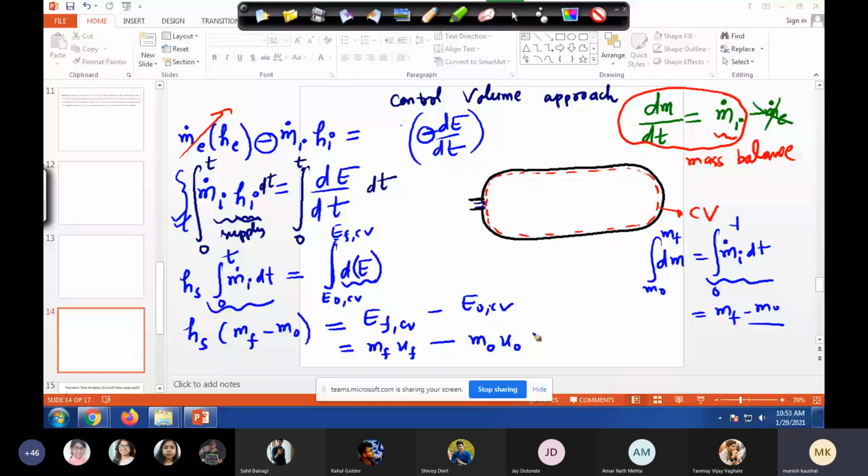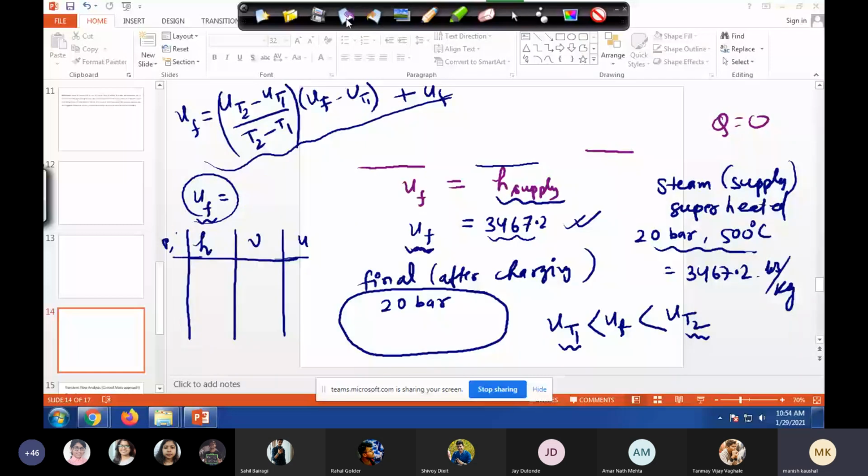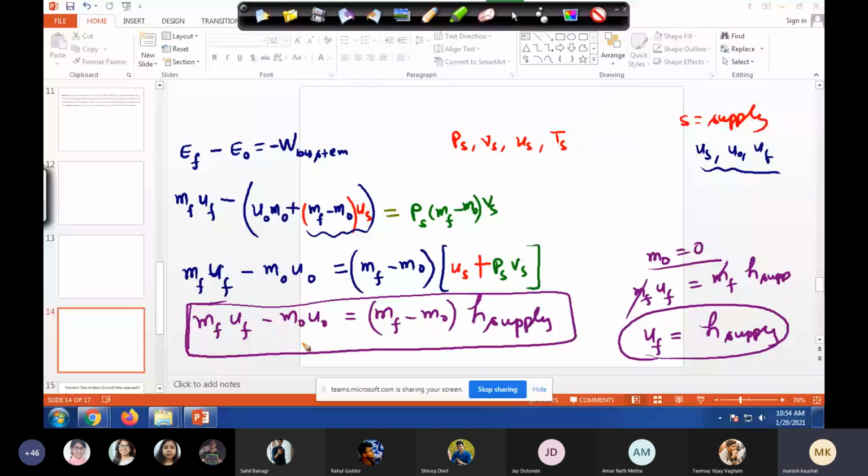So now let's go back to our slides, to see whether we got the same thing or not. Our final equation from the control volume approach is this. Let's see whether we got the same thing there or not. You can also check. So that's what we got. See, H supply times MF minus M naught is equal to MF UF minus M naught U naught. So it depends on you which approach you find easy, whatever approach you want to take in exam or in general.